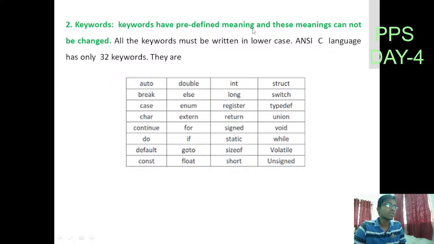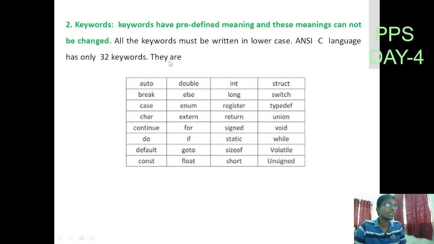A keyword has a predefined meaning, and this meaning cannot be changed. For example, let us take the word internet. The word internet has some meaning, and this meaning cannot be changed. Similarly, every keyword in C programming has some predefined meaning, and that meaning cannot be changed. So that is called a keyword.